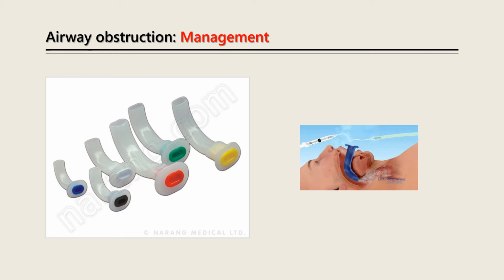Oropharyngeal airway should be used if the patient is comatose. If the patient is conscious, he will not tolerate this device. The other one is the nasopharyngeal airway, and unfortunately you will not see it except in the skill lab. Nasopharyngeal is a rubber tube similar to the endotracheal tube. So in some conditions, if we don't have a nasopharyngeal, we can replace it by an endotracheal tube, removing the cuff and then taking the size of the patient and using it as the nasopharyngeal.